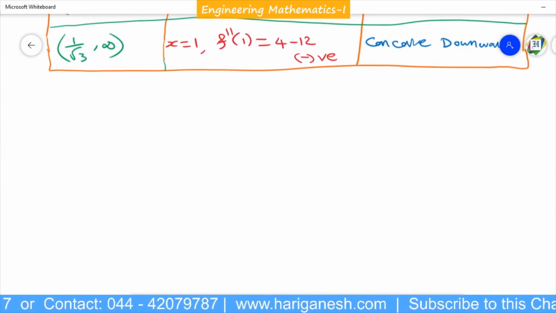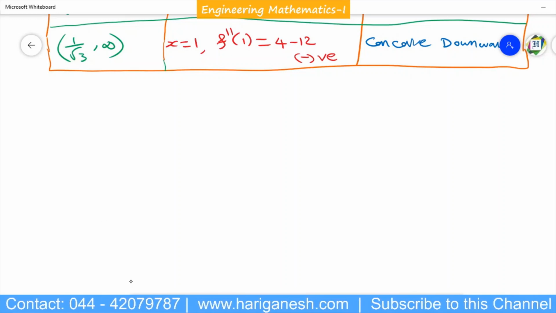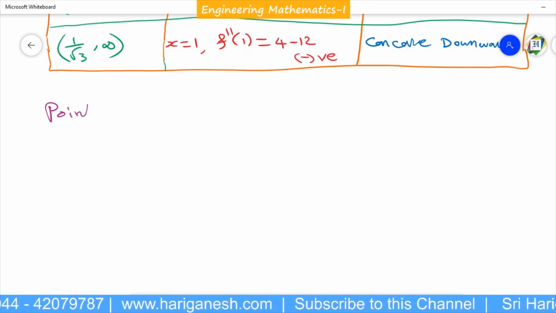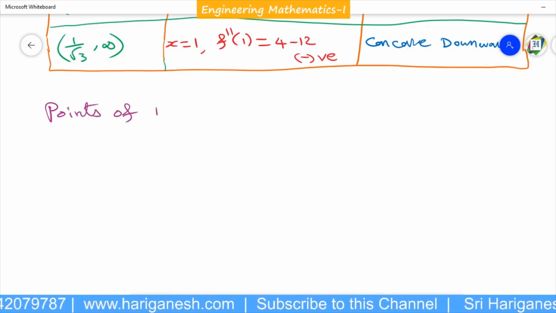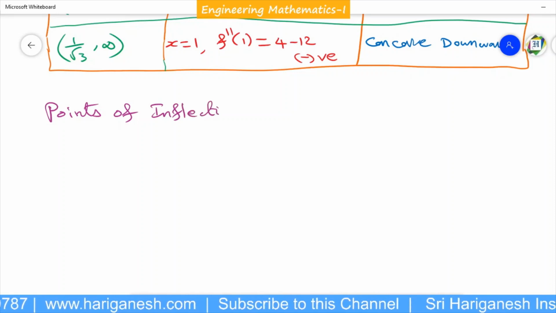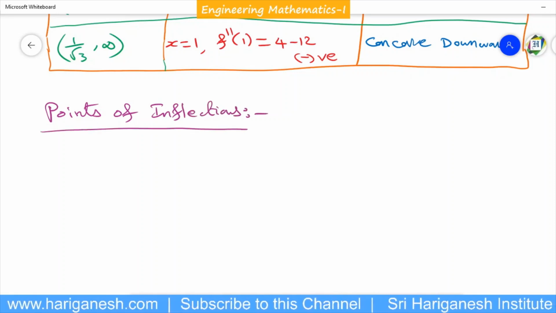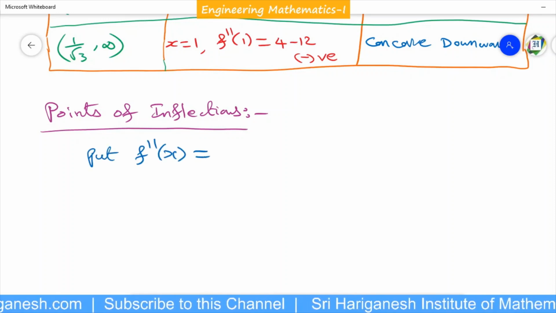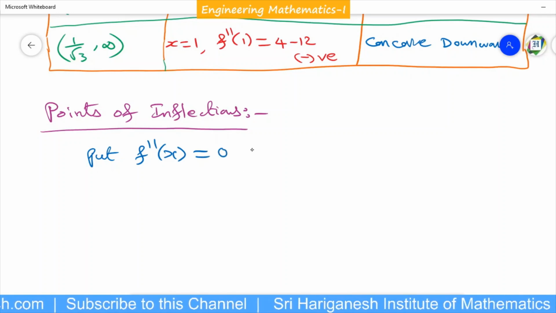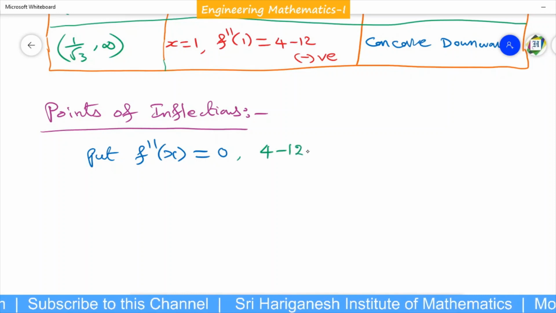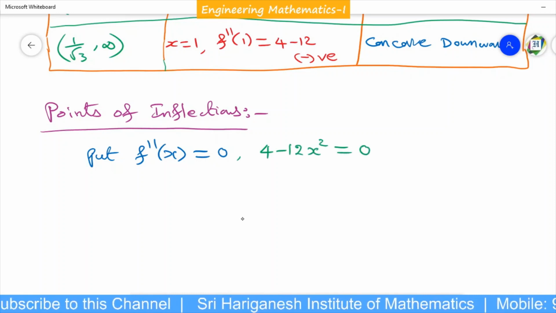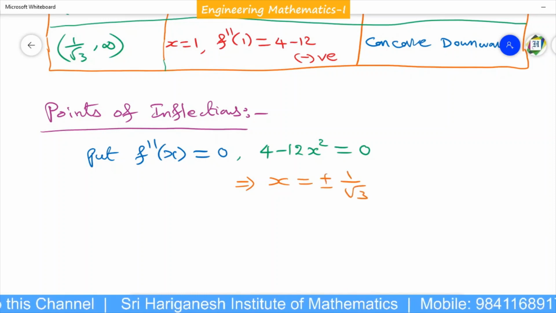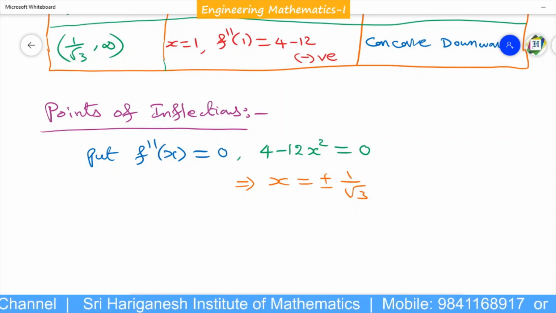Okay. For the point of inflection, first you write points of inflection. So for the point of inflection, put f double dash x is equal to 0. So this we already found. So what is f double dash of x? 4 minus 12 x square is equal to 0. From this we got x is equal to plus or minus 1 by root 3. So this value I am going to substitute in the given function f of x.